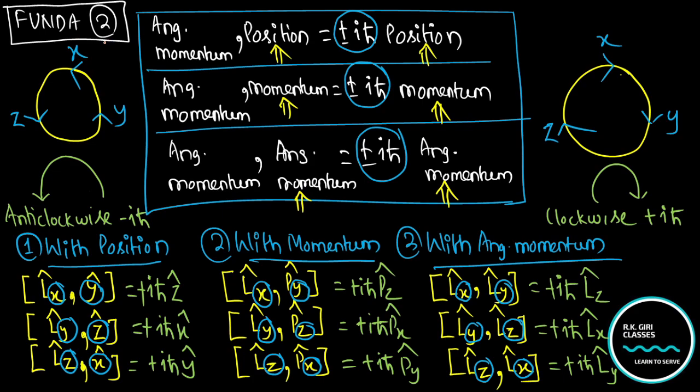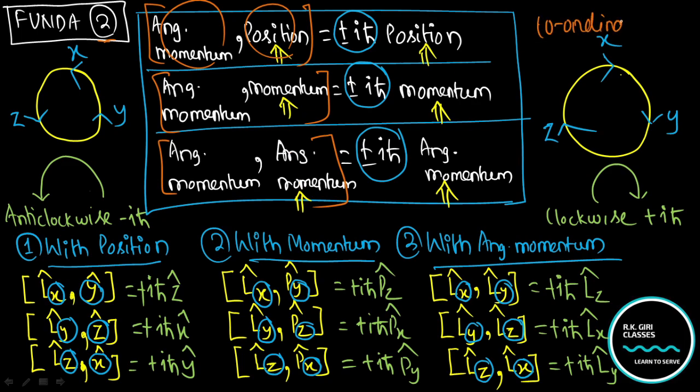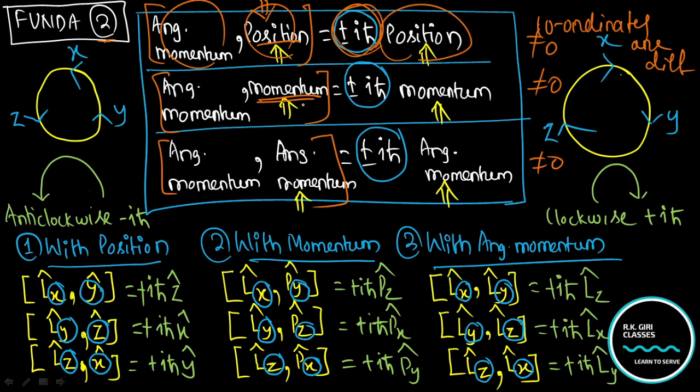Funda 2: if you have angular momentum and position, angular momentum and momentum, or angular momentum and angular momentum, and the coordinates are not the same, the coordinates are different, then the value will not be 0. What will the value be? The commutator of angular momentum with position will be plus or minus iħ with position. With momentum, it will be plus or minus iħ with momentum. With angular momentum, it will be plus or minus iħ with angular momentum.